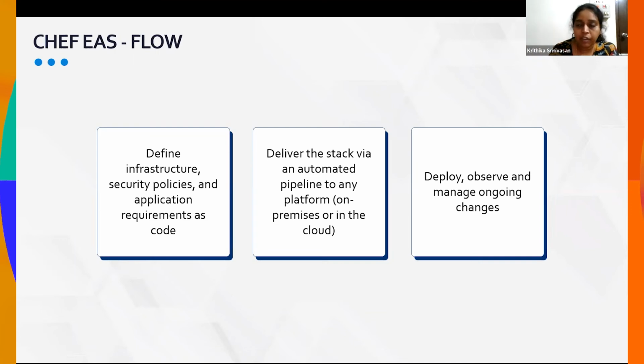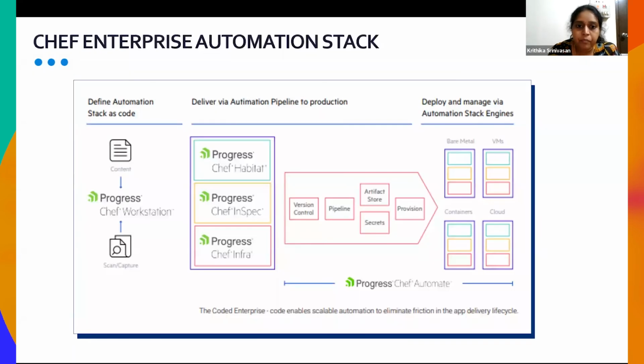Say when the Chef client runs, whatever is defined as part of the code will be executed and deployed onto the deployment environment. And once it is deployed, Automate and other tools help us monitor and observe the changes that are going on post deployment. So this is the entire flow. These are the steps that are followed as part of the Chef automation stack in managing and handling security and also taking care of the application deployment. So this is the entire Chef automation stack.